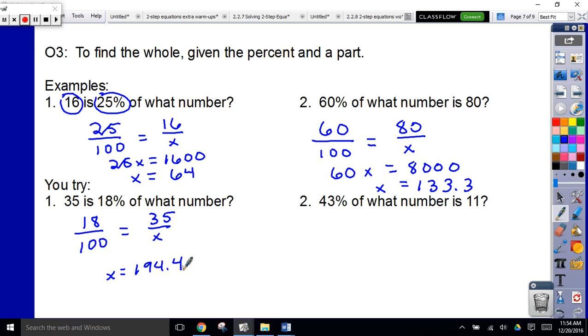Okay, number 2. Nathan, what would the proportion be? 43 over 100 and 11 over x. Good. And did you get an answer? No. Volunteer for the answer, Madison. 25.6. Good. X equals 25.6.